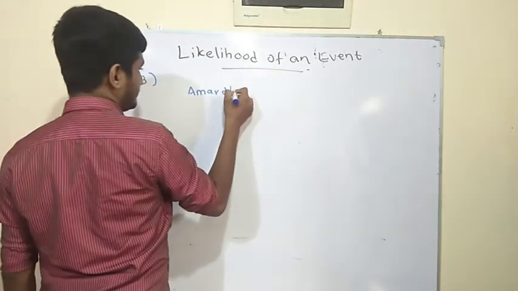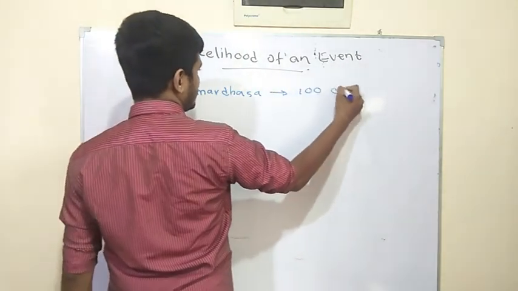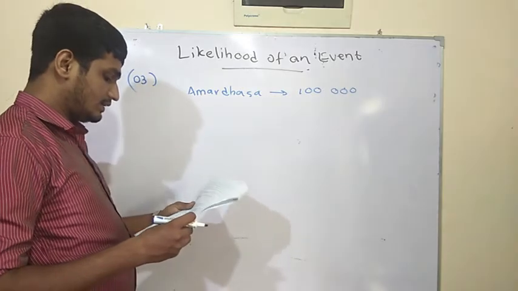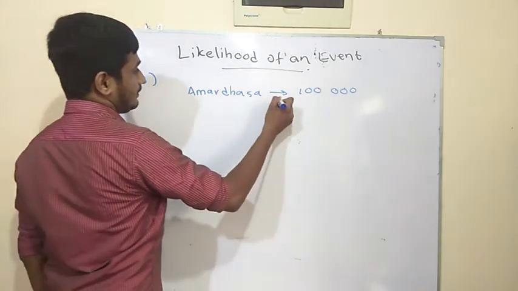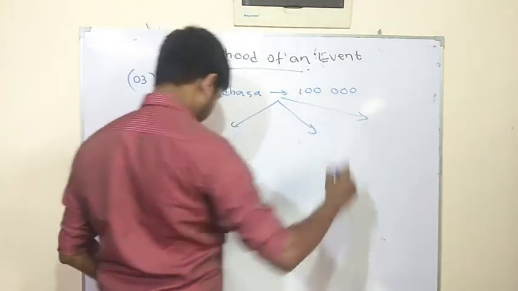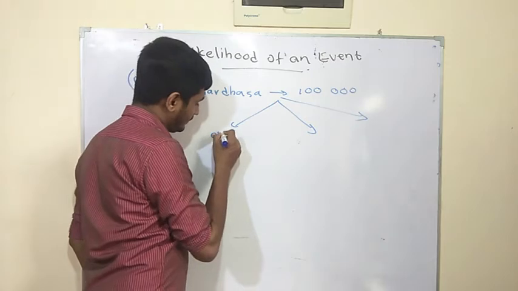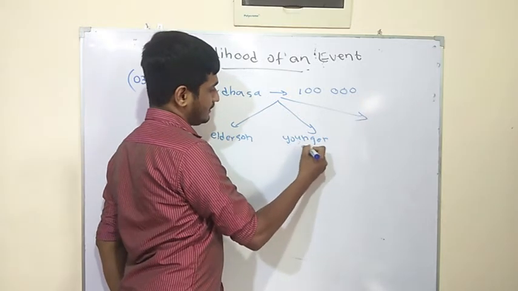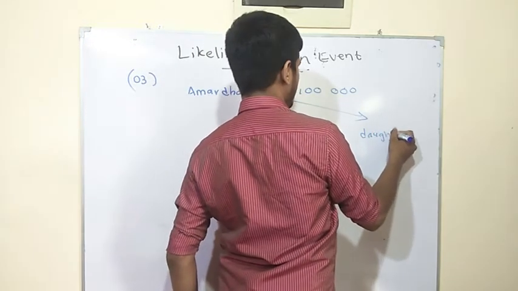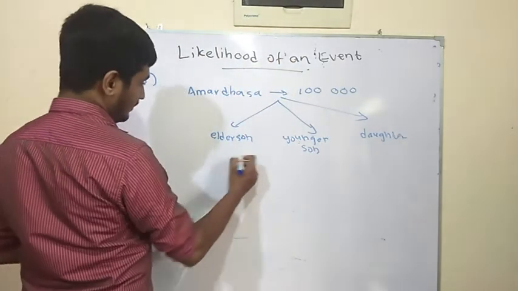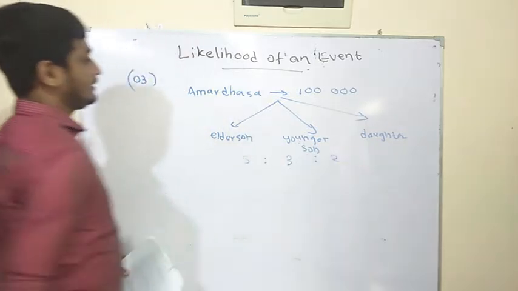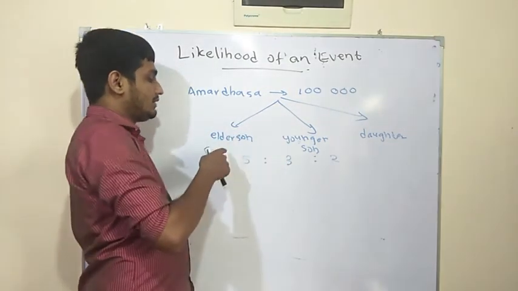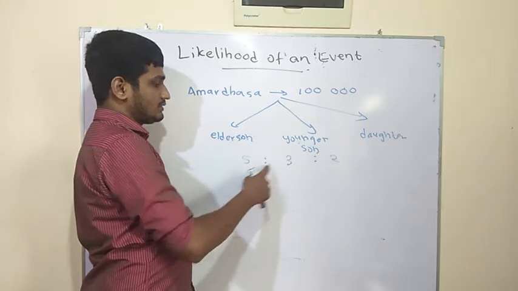Amardas had 100,000 rupees. He divided this amount among his 3 children: elder son, younger son, and the daughter, in the ratio of 5:3:2.